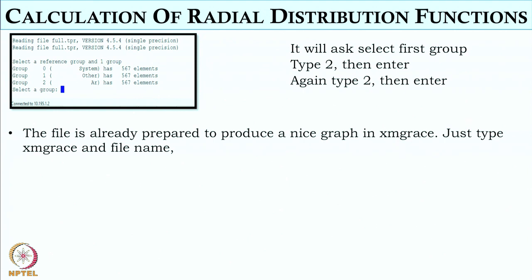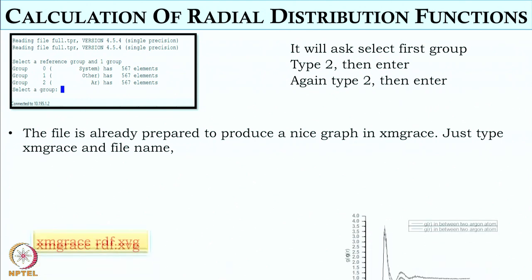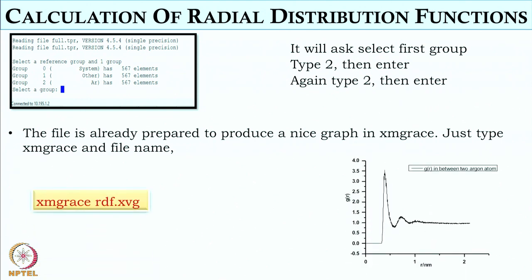So now we'll display the graph in XMGrace. XMGrace is a plotting software. It's also free software. So we just type xmgrace rdf.xvg. It will display this graph between two argon atoms. This is the radial distribution function plot, where the x-axis is the distance between two argon atoms in nanometer, and the y-axis is the radial distribution function.